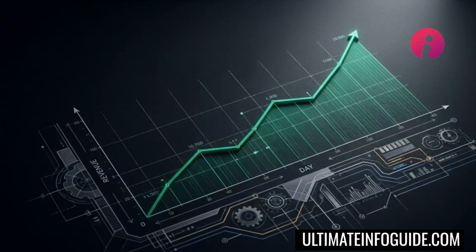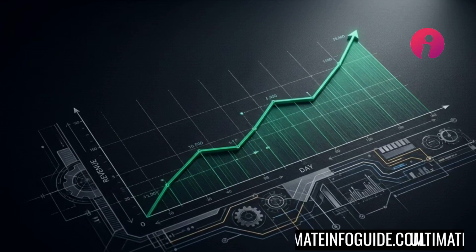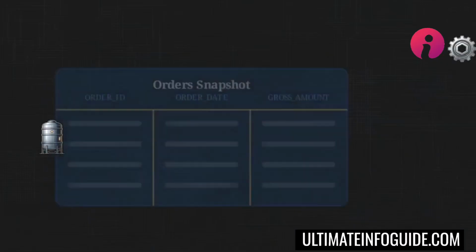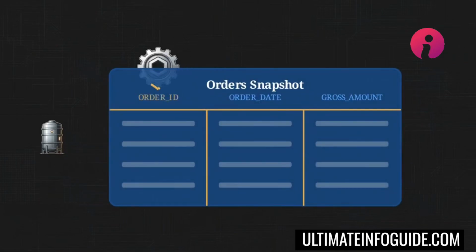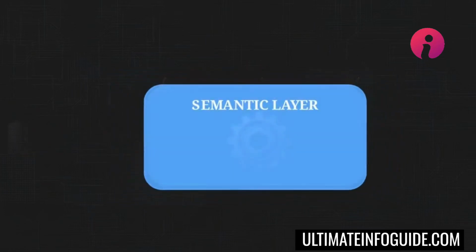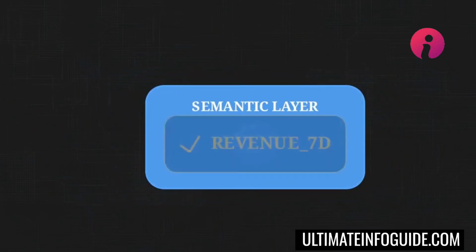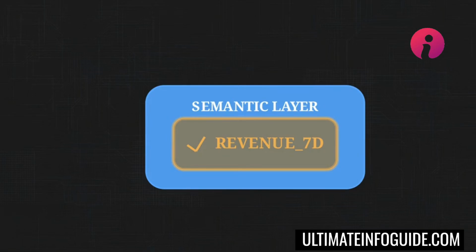Let's apply this to a concrete, real-world scenario, an orders daily snapshot feeding your revenue dashboards. First, you establish the specific contract definitions required for the snapshot, verifying fields like order ID, order date, and gross amount. Then, you define the semantic layer on top of it, surfacing verified metrics like a 7-day revenue count.